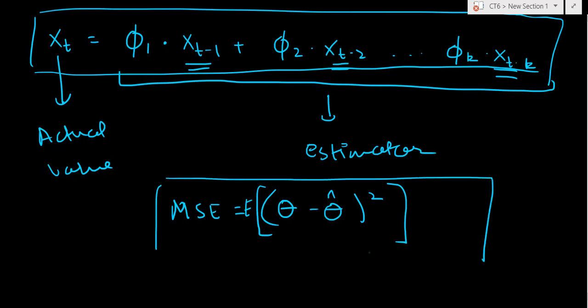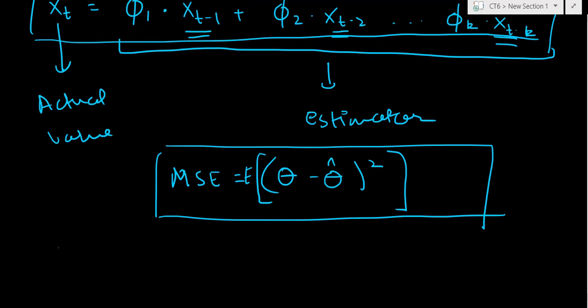We tried to minimize it because we want this theta hat to be as close to theta as possible. So we want the expected square of the difference between them to be minimum. So we used to minimize it, and when we minimized it, we found a theta hat which was the best estimator. Similarly, here we'll try to find the best estimator by minimizing it.